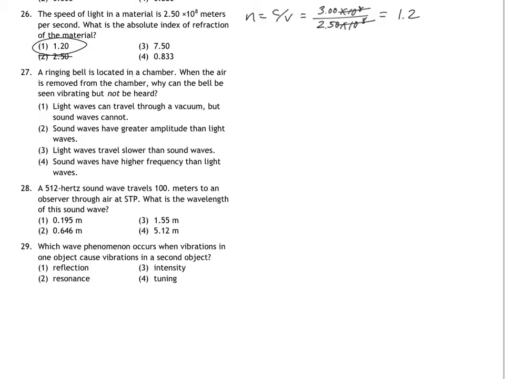All right, number 27. A ringing bell is located in a chamber, so this is sound waves, and those are mechanical and longitudinal, as a side note. But if you put that bell in a chamber and then remove the air, you can see the bell vibrating, but you can't hear it. The reason for that is that light waves, since they're electromagnetic, can travel from the bell through the vacuum of the chamber and to your eye. However, sound waves are mechanical and require a medium.